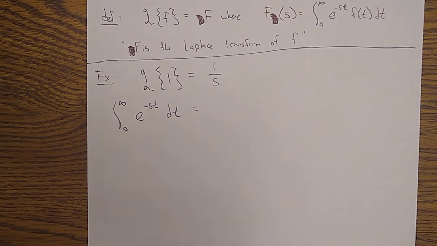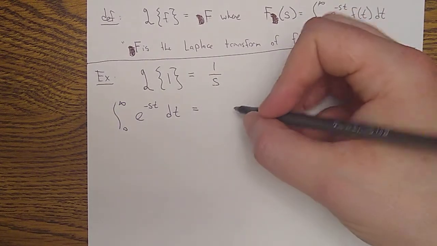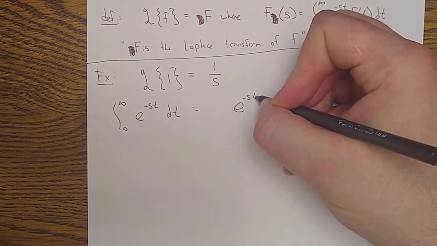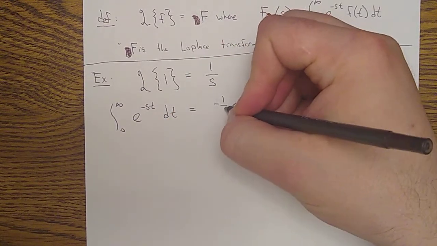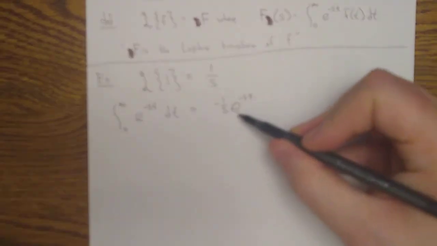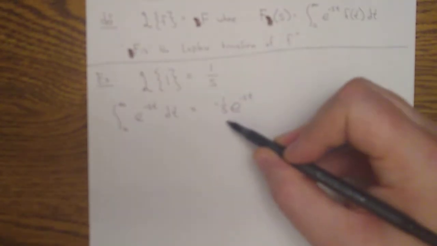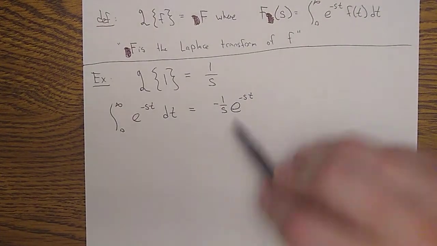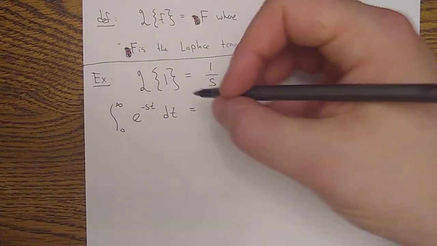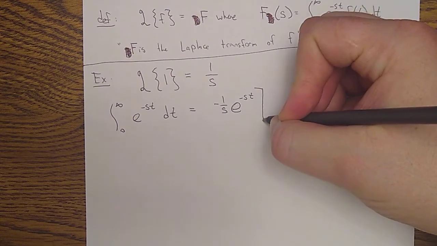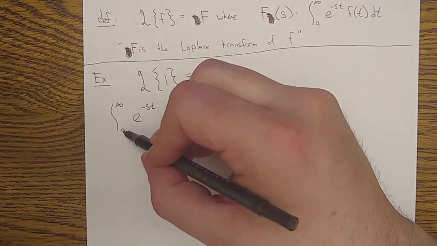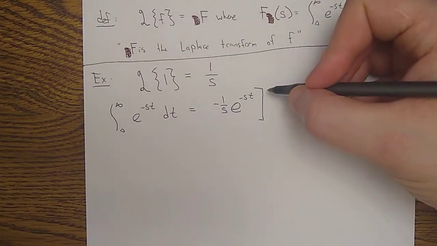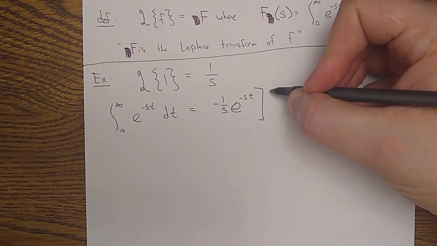So what do you do with these? First, I would find the antiderivative. The antiderivative of this with respect to t would be this, right? Because if I did the derivative of this with respect to t, the negative s's would cancel, and I would get this. So this is the antiderivative. Normally, of course, with a definite integral, I would put this number here and this number here. Of course, I would like to avoid writing infinity here.